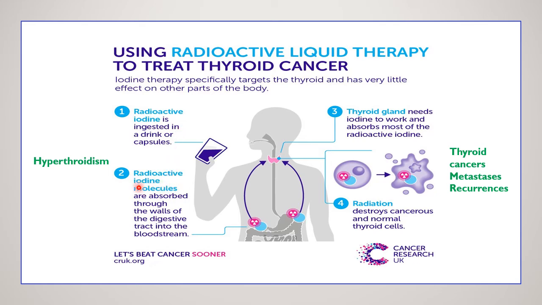Secondly, radioiodine or radioactive iodine molecules are absorbed through the intestinal tract and go into the bloodstream, where the thyroid gland absorbs most of the radioiodine into itself. In the process, it destroys itself and the cancer cells. It must be remembered that radioiodine therapy destroys not only the cancerous cells but the normal thyroid cells as well, because these normal thyroid cells also take up the radioiodine.